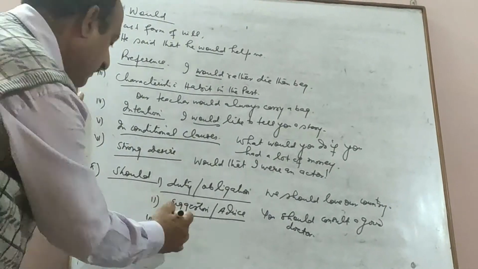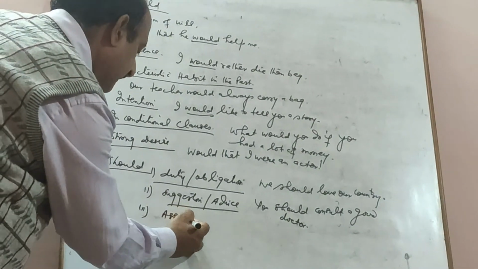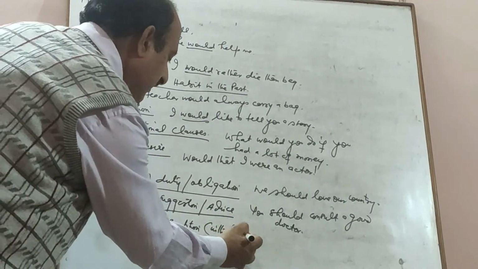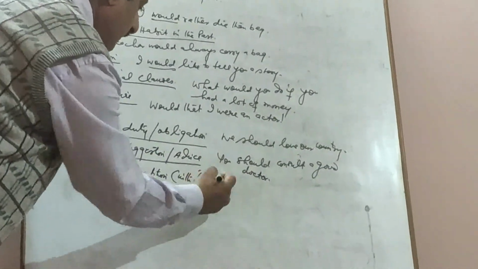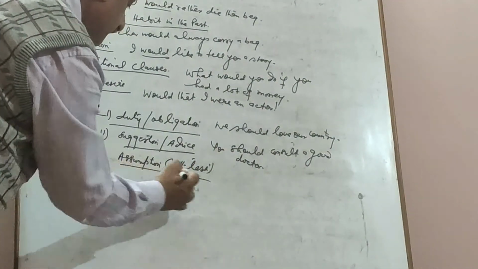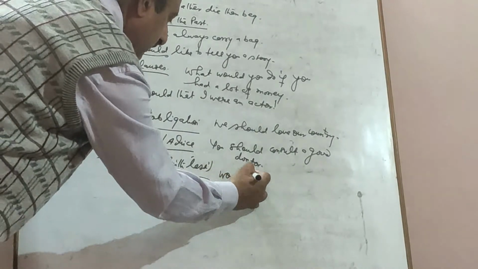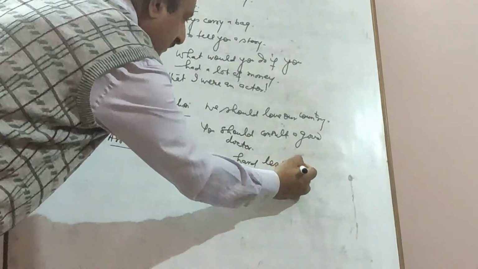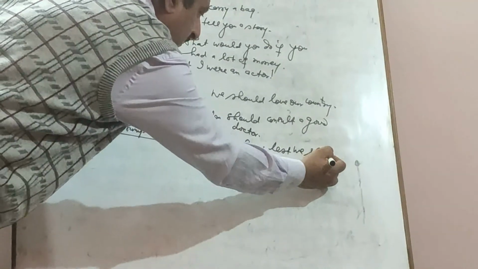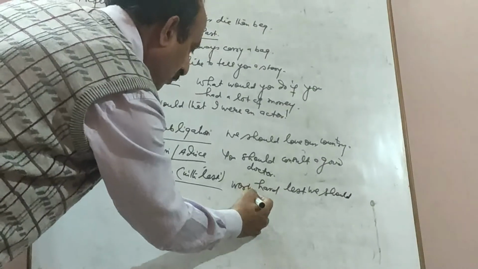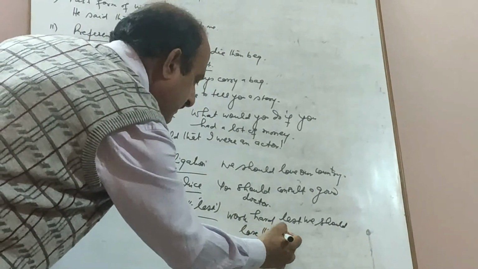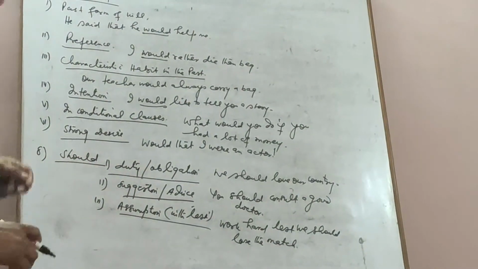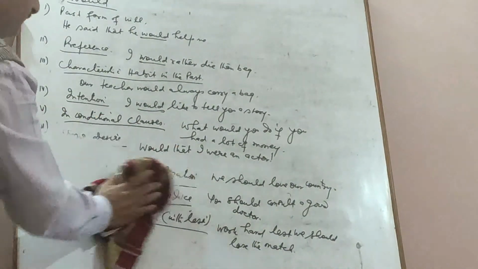The third use of should is it shows assumption with lest. Lest is always followed by should. For example, work hard lest we should lose the match. So these are the main uses of should.